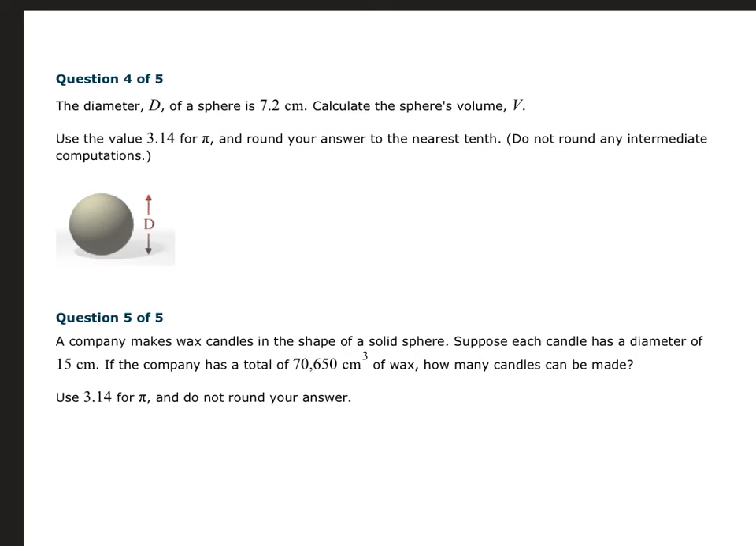What that means is we're not going to round anything along the way. We're just going to type it all into our calculator at once, then round at the end. First thing I'm going to start out with is what is my volume formula? And the volume of a sphere is 4/3 pi r cubed.